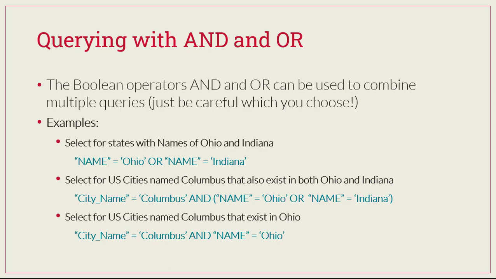Finally, we can select for US cities that are named Columbus that exist in just Ohio. And there we would select out for the city name is equal to Columbus and the name is equal to Ohio. So there we're selecting from two different fields. We want one identifier from one field and another identifier from another field, and any records that have both of those fields, one equaling Columbus and one equaling Ohio, are going to be the records that would be selected with that proper selection.